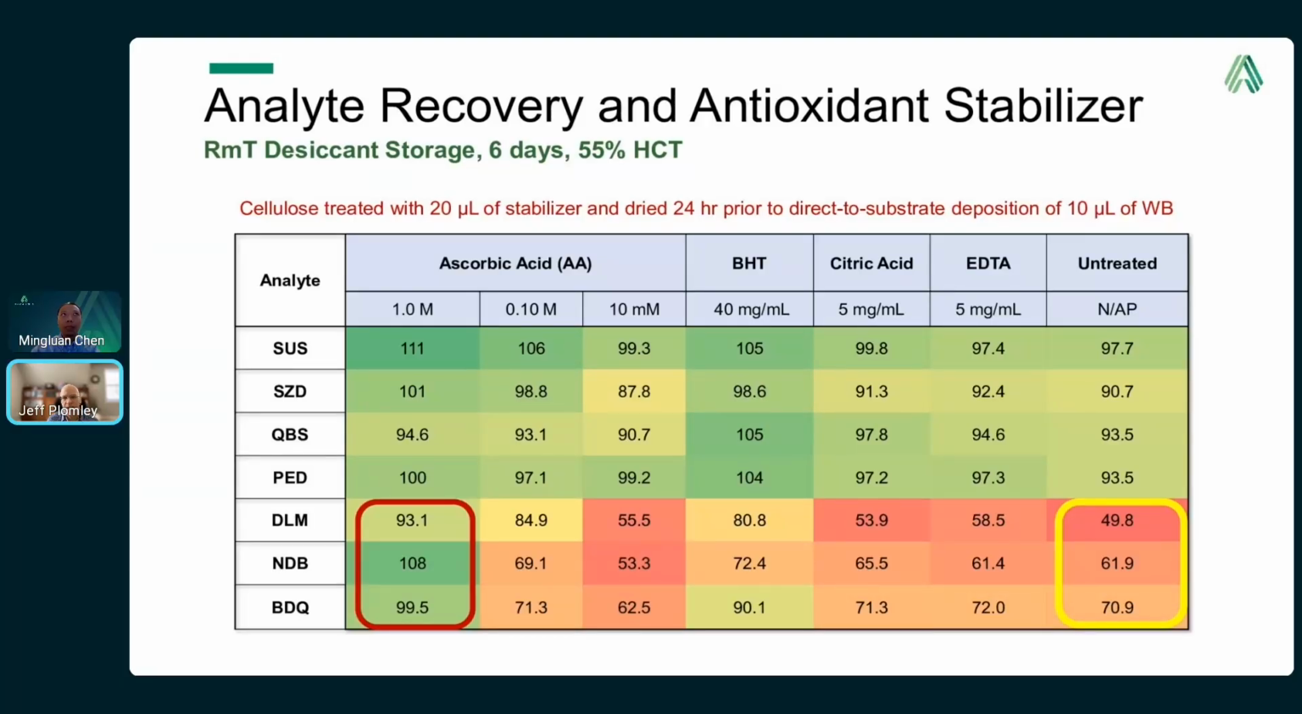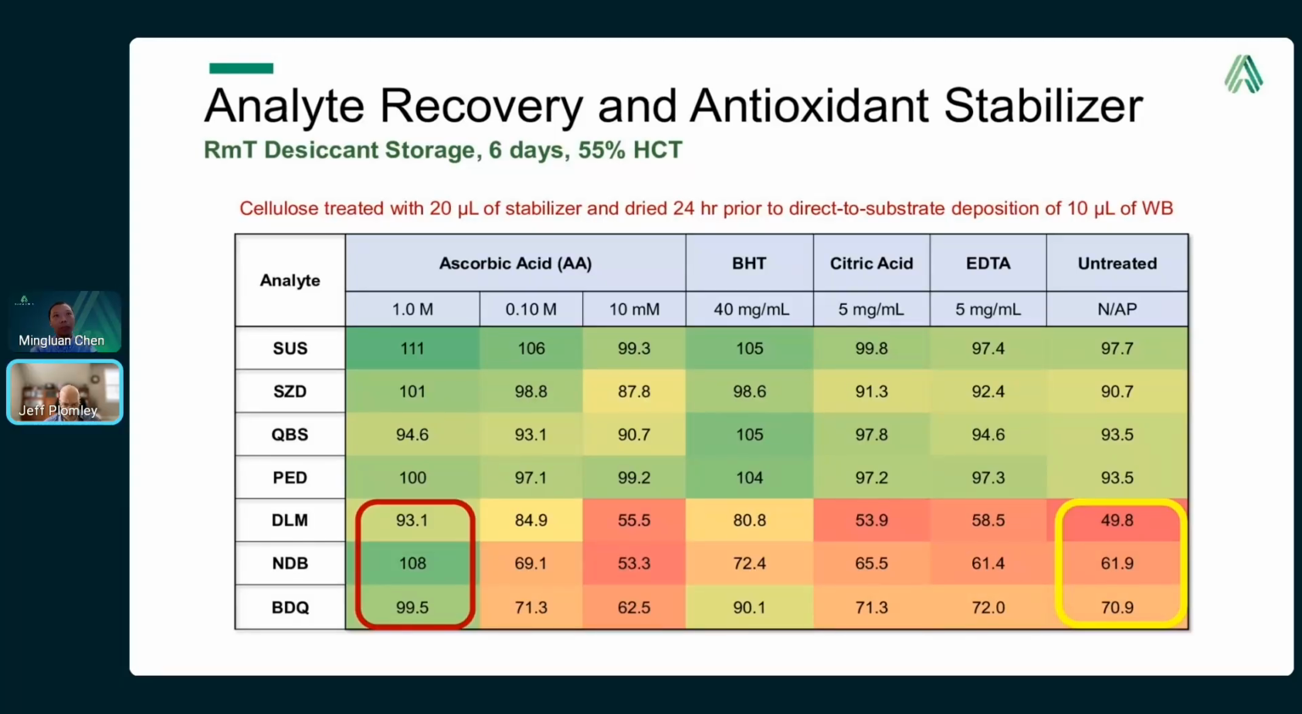So in this table, I'm only reporting the optimal results from each protectant, which was added directly and quantitatively, that is 20 microliters, to the cellulose disc of an intact card, which was then dried for 24 hours prior to then depositing 10 microliters of blood at 55% hematocrit directly to the substrate. We then looked at recovery after 6 days of room temperature desiccant storage.